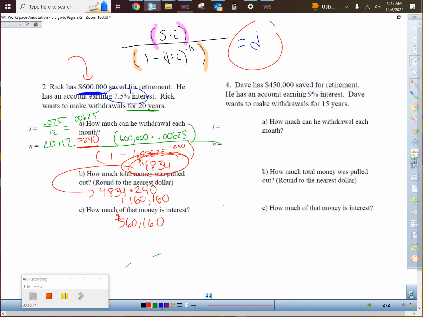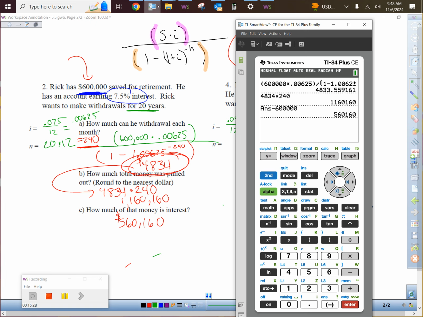So Dave has $450,000 saved for retirement, not as much as Rick. He's earning 9% interest, bro. That's amazing. 9% divided by 12. So 0.09 divided by 12 is 0.0075.